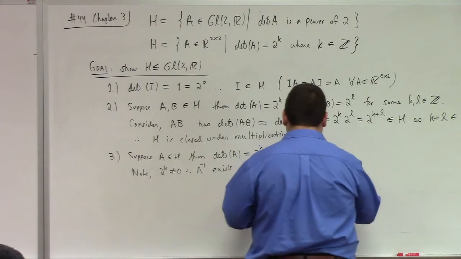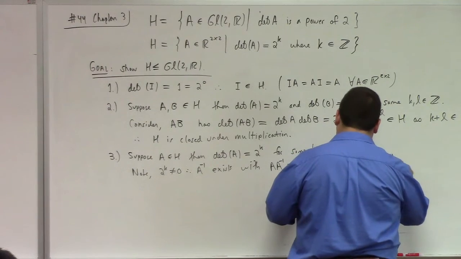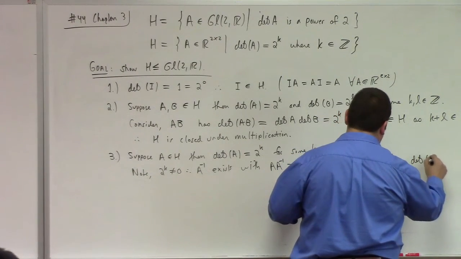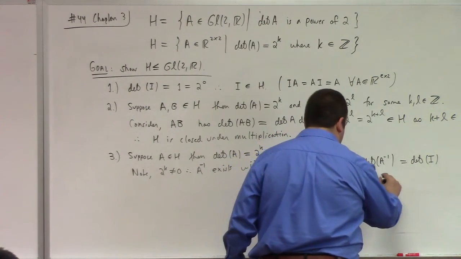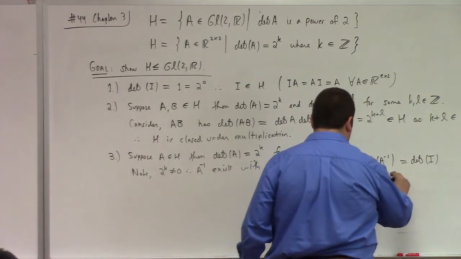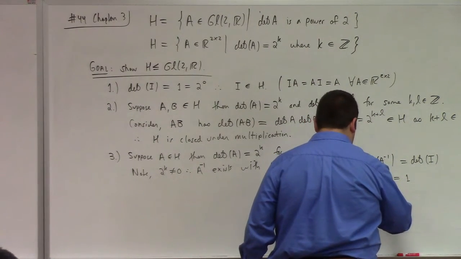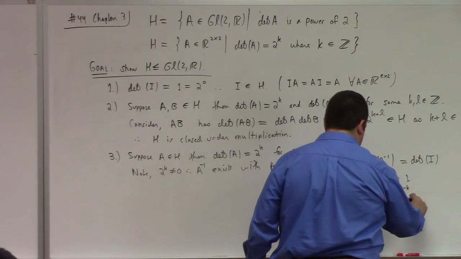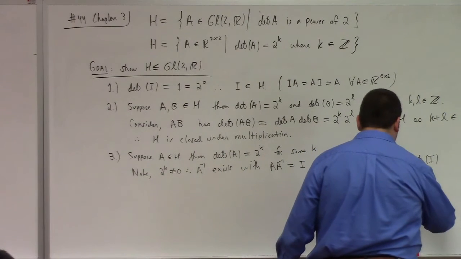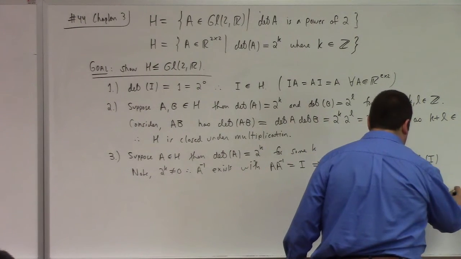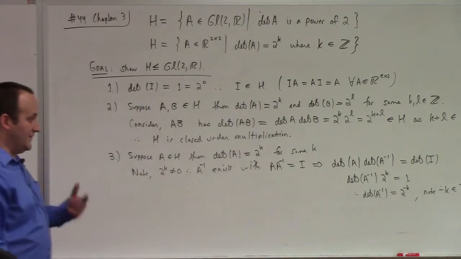I want to show the inverse is in H, so I take the determinant of this equation. This gives me that the determinant of A inverse times 2 to the k is equal to 1. Therefore, the determinant of A inverse is equal to 2 to the minus k. And of course, it's easy to see that minus k is an integer. The negative of any integer is again an integer.